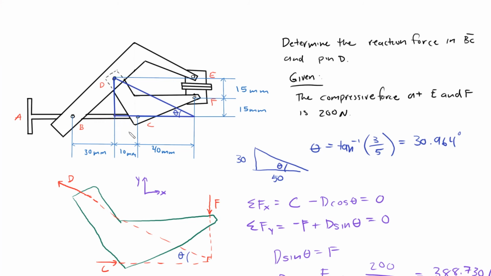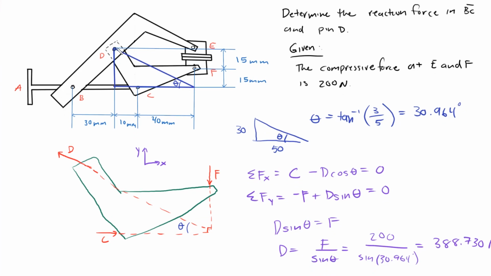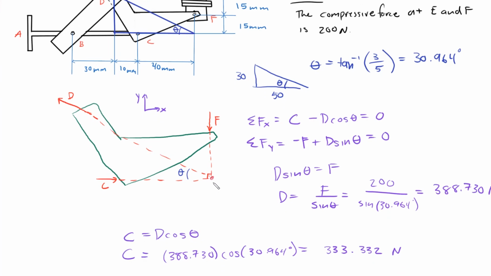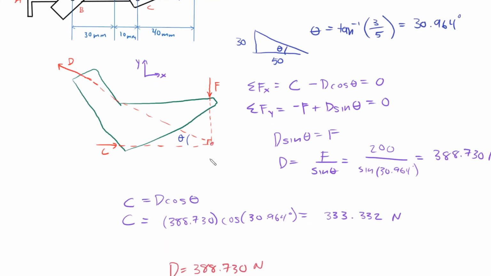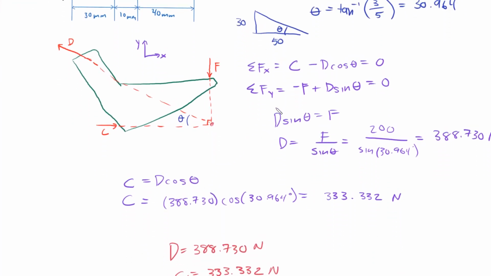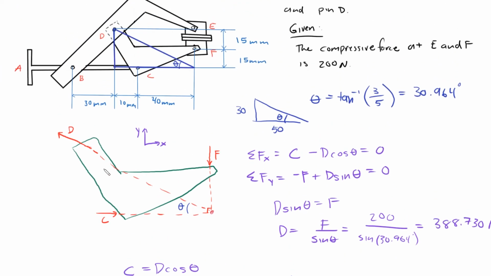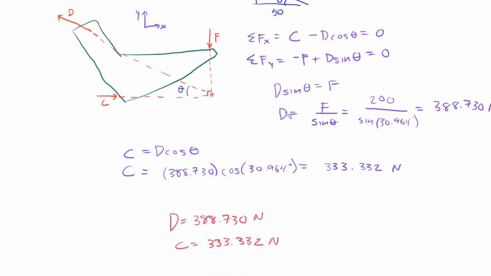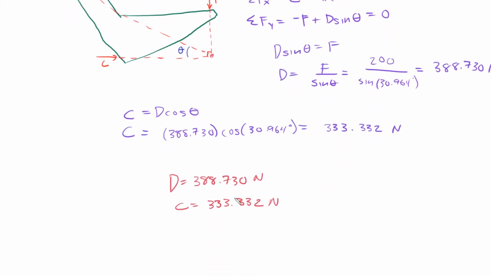We know those two forces, therefore we know that the reaction force at pin D must be concurrent with the other two forces, which is right here. That's where all the forces line up. Once we know the angle at which D acts on the pin, we can use our equilibrium equations to find the forces D and C.